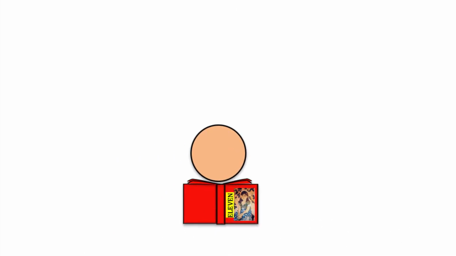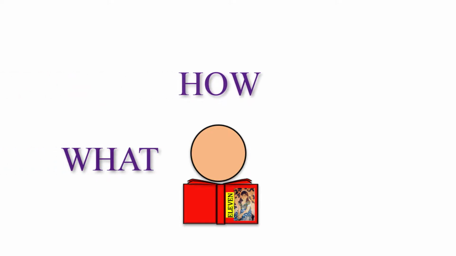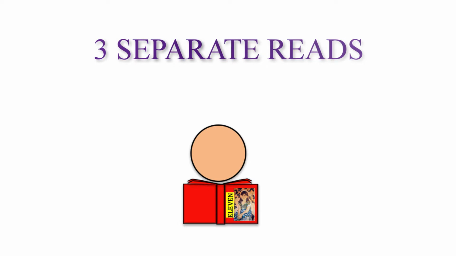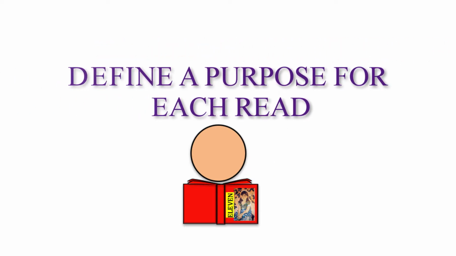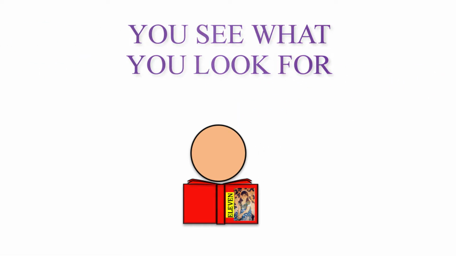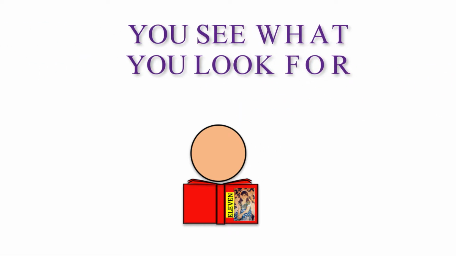The assignment begins with close reading. Close reading examines what the author says, how the author says it, and why the author says it. Often this is done with three separate reads, each with a different purpose. The importance lies with defining a purpose before the read. Remember, you see what you look for. It's also important that students take notes in a journal where they document their ideas as they read. If it's not written down, the idea goes away.